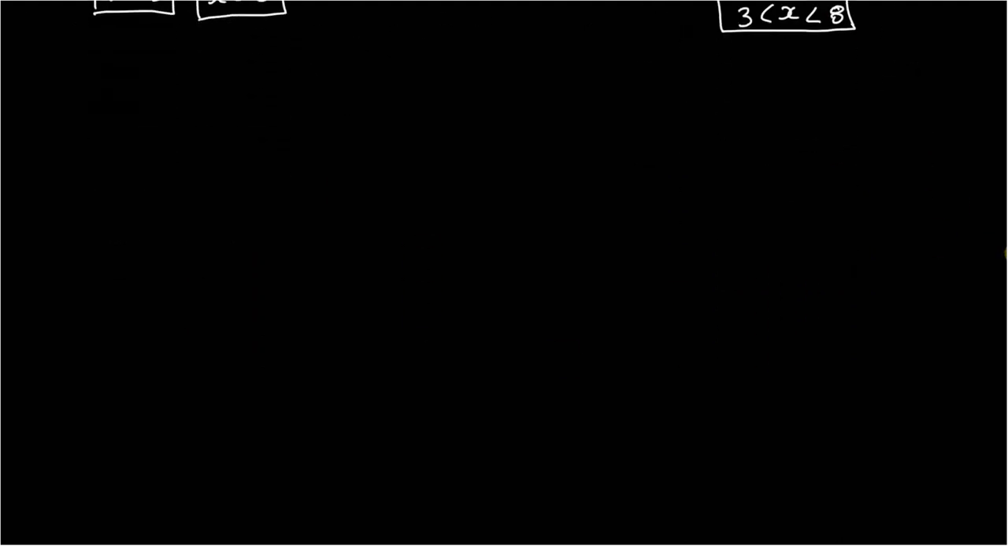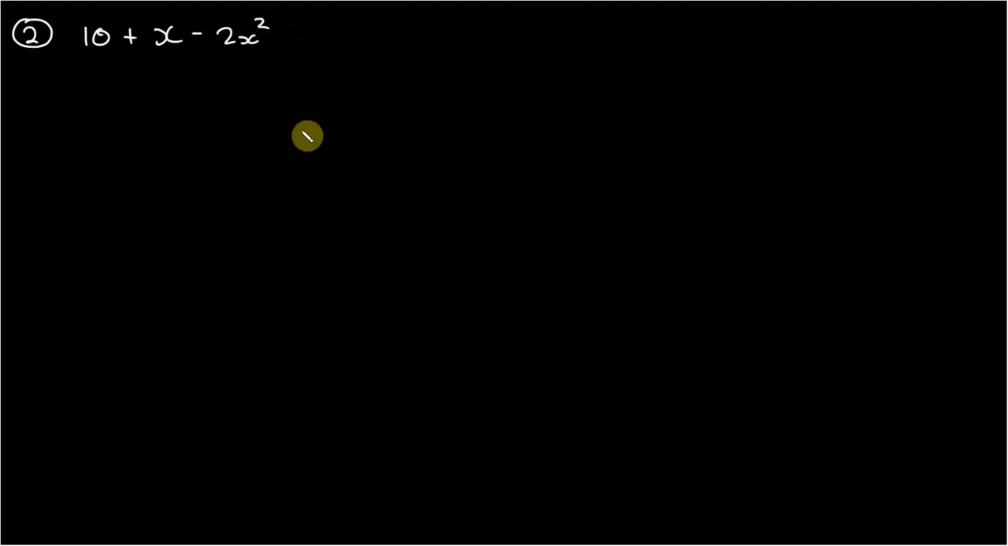Let's work on another example. Say we are given something a little bit different. Say we are given that 10 plus x minus 2x squared is less than 0. Okay, and now the first thing that we're going to want to do is just multiply this entire thing by negative 1. So negative 1 on both sides.